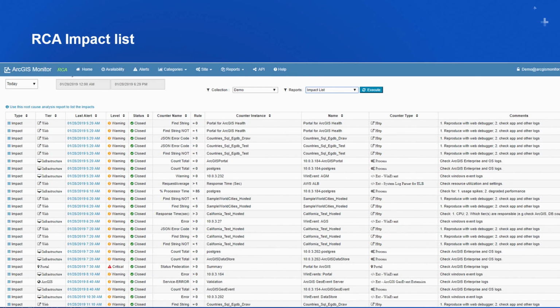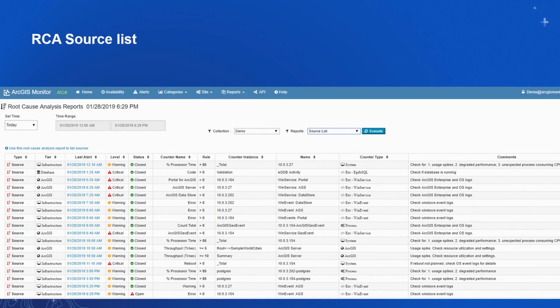I sincerely hope that your environment will never look as bad as mine, because I worked very, very, very hard to come up with a case every hour to break something on the environment. So if you go to our demo, ArcGIS Monitor .esri.com, please do not conclude that that's the stability of the Esri platform. No. Every hour there will be something broken.